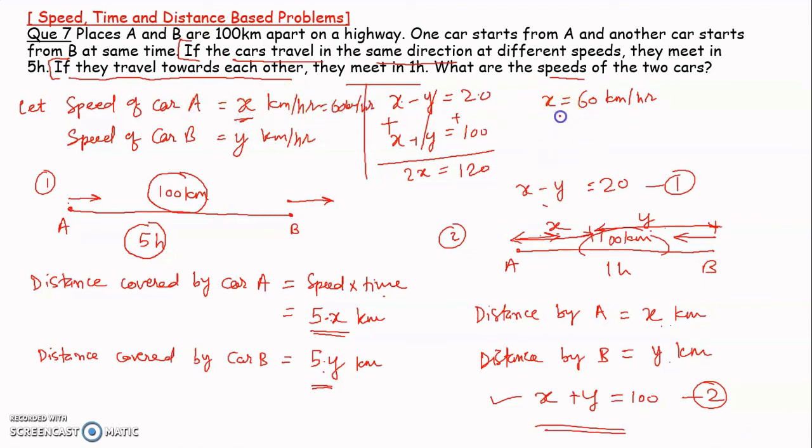And same way, if you put this value of x in either equation 1 or equation 2, suppose you put it in the second equation, x plus y equals 100. Here in place of x we put 60, so we get y equal to 40 kilometer per hour. So this is our answer. The speed of car A is 60 kilometer per hour and the speed of car B is 40 kilometer per hour.